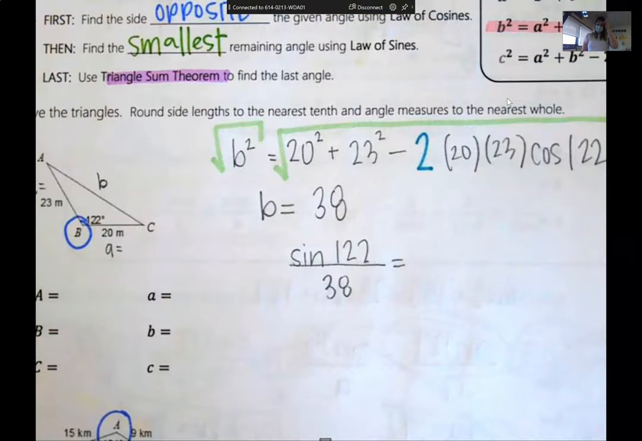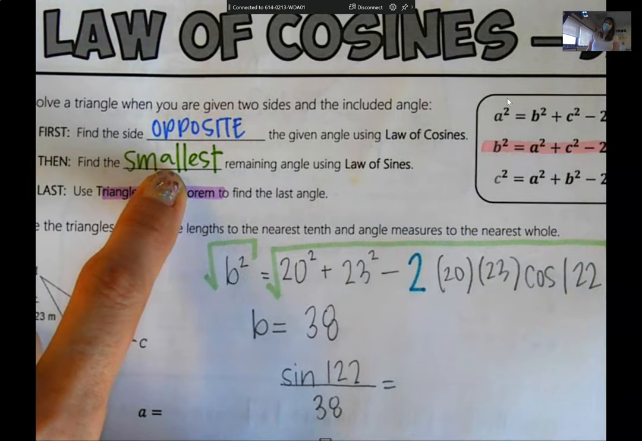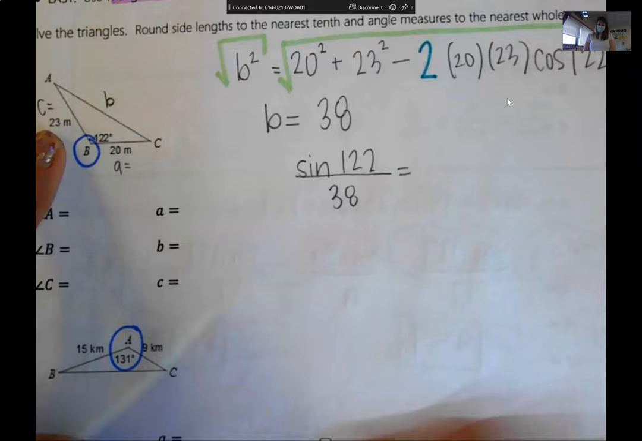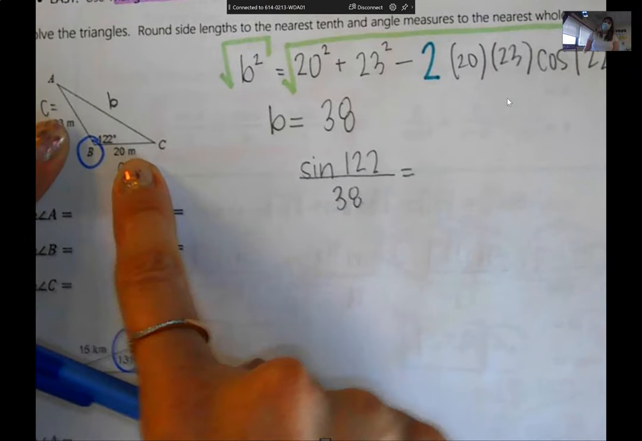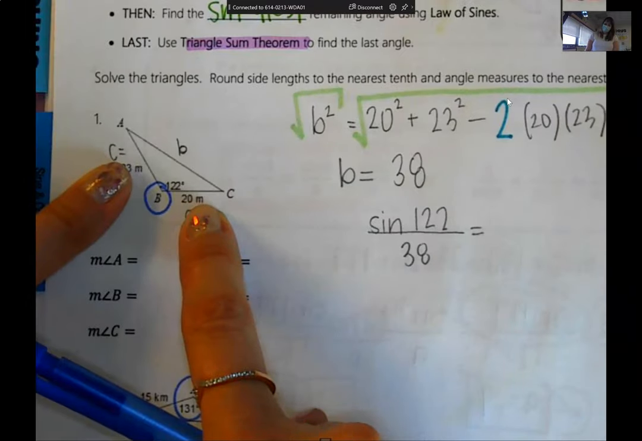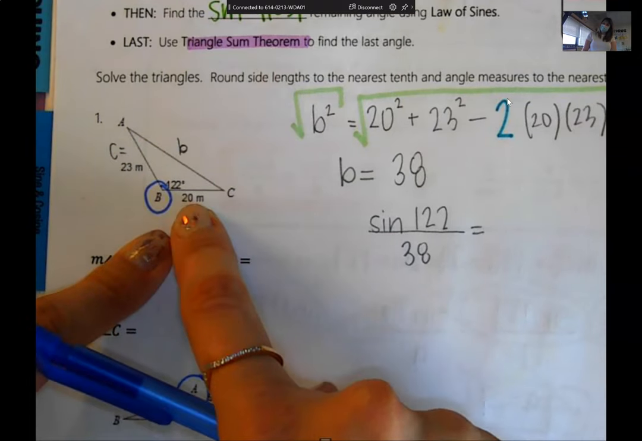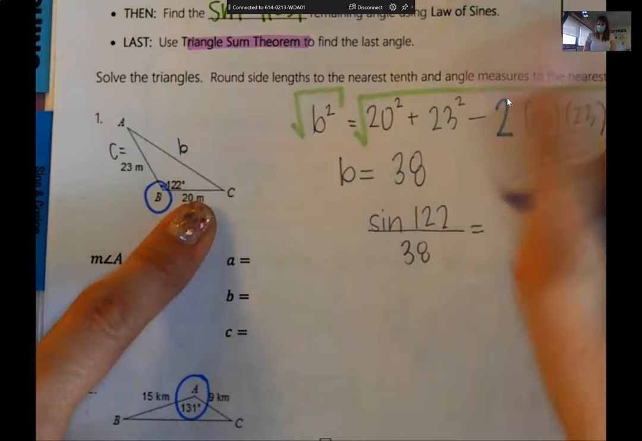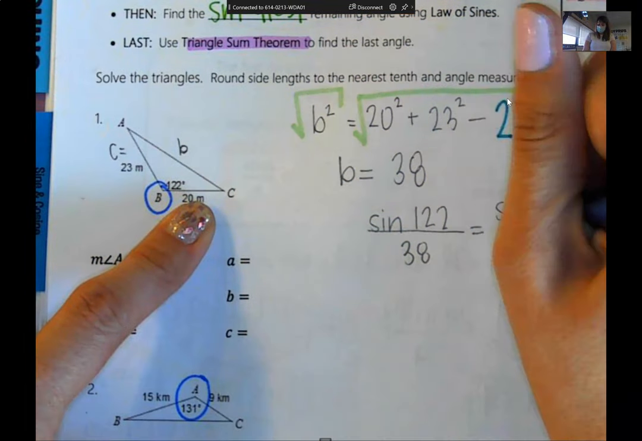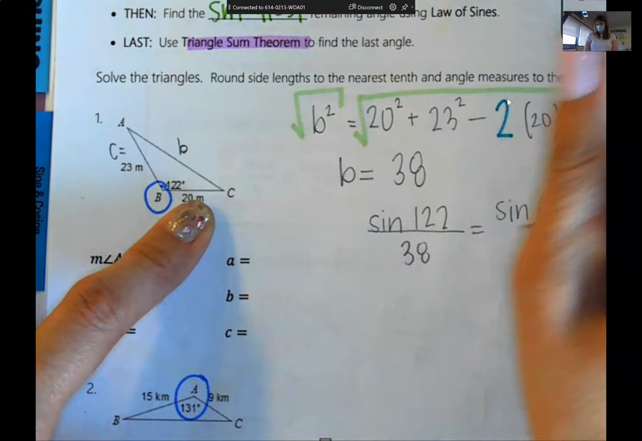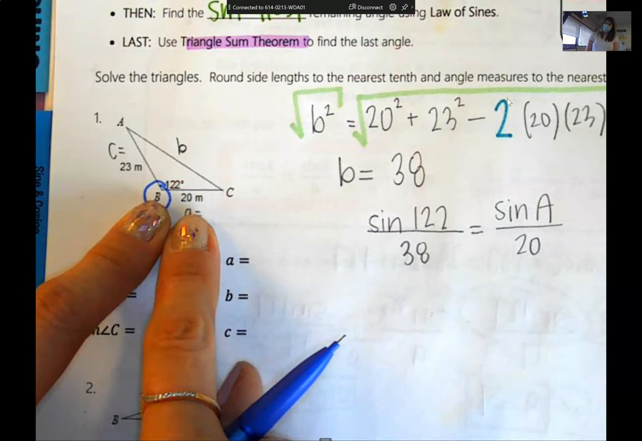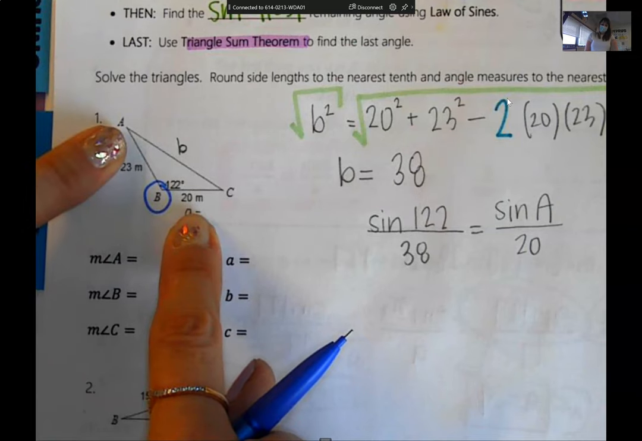Equals. Then up here, it tells you to find the smallest angle. Which means of the two sides you have left, you choose the smallest one. So 20 is smaller, which means the next thing that we're going to find is sine A. I'm choosing A because if this side is smaller, this angle will also be smaller.